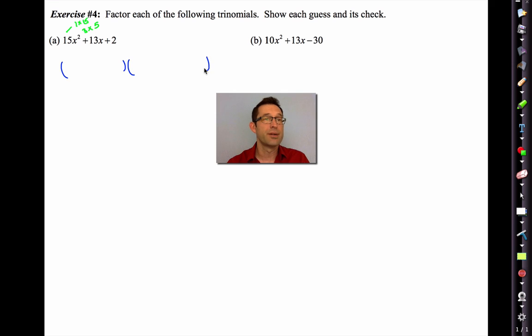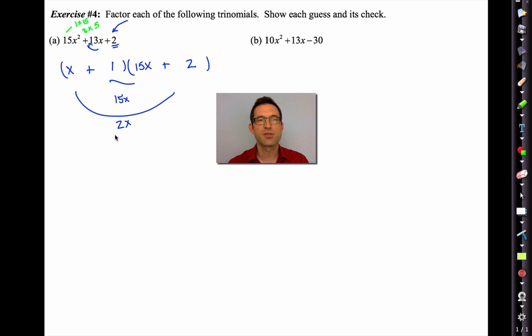Now, what should you start with? I don't know. Why don't we start with x and 15x? See how that works. Luckily for us, the 2's not too bad, right? Maybe put the 2 here and the 1 here. Now, they both have to be positive because we have a positive product and a positive sum. So they can't be negative. So maybe that's it. What will we get here? Let's see, 15x, 2x. Remember, we're adding these. We get 17x. We need 13x. All right, so that's not right. We could flip-flop these, but we wouldn't find anything there either.